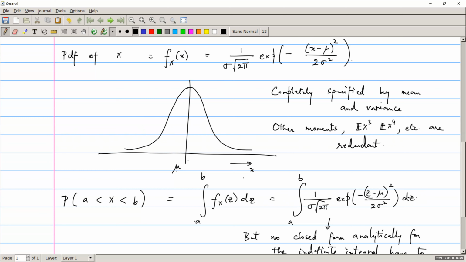So the bulk of the mass is concentrated around the mean. And usually this quantity, the square root of the variance, is called the standard deviation. And usually if you go 2 or 3 standard deviations away from the mean, you pretty much have very low probability of seeing anything beyond this.